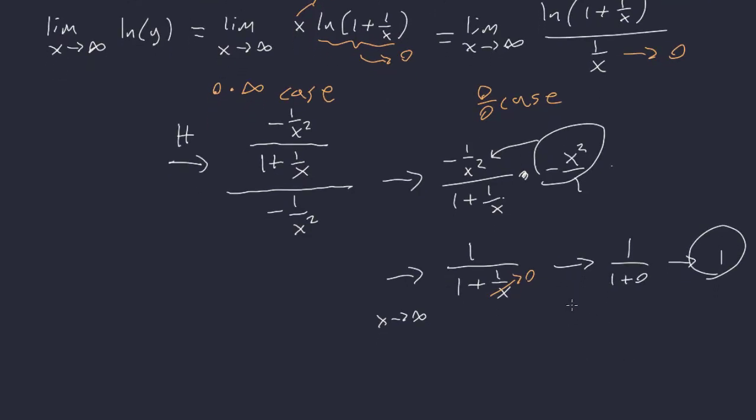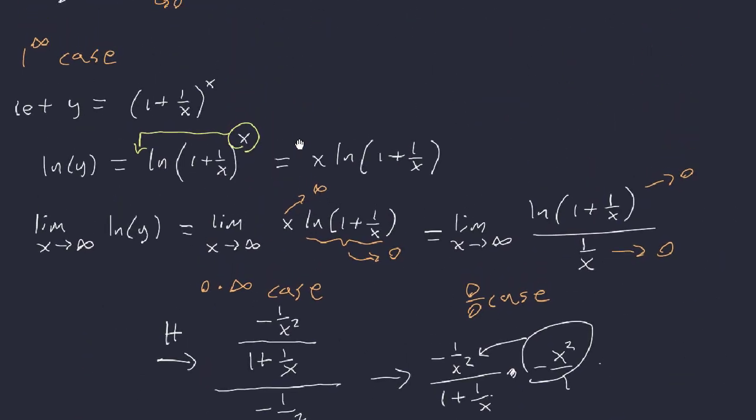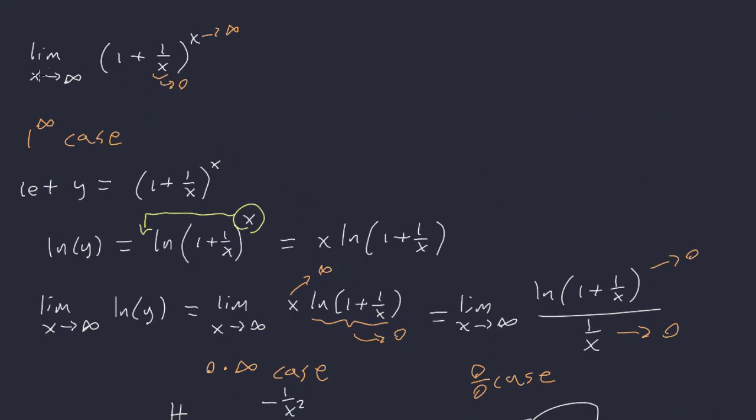Now, we aren't done. It's easy to think that. What we found is that the natural log of y goes to 1. So that means that if we introduce our e's, y is going to be e to the 1, or just e. Okay, so that gives us our final answer here, that the limit as x goes to infinity of 1 plus 1 over x all to the x is e.